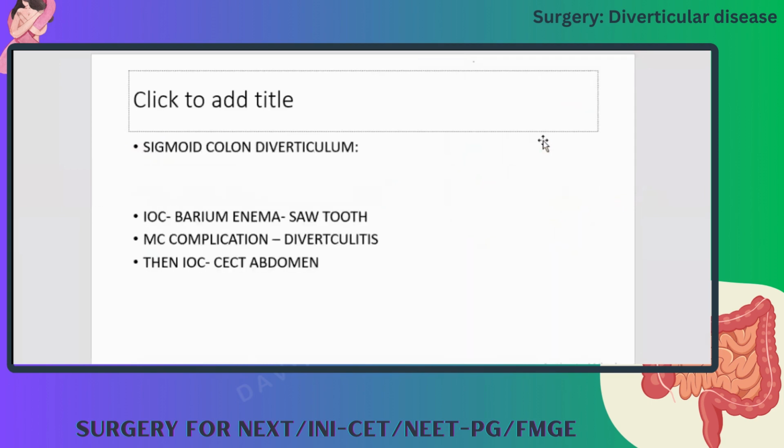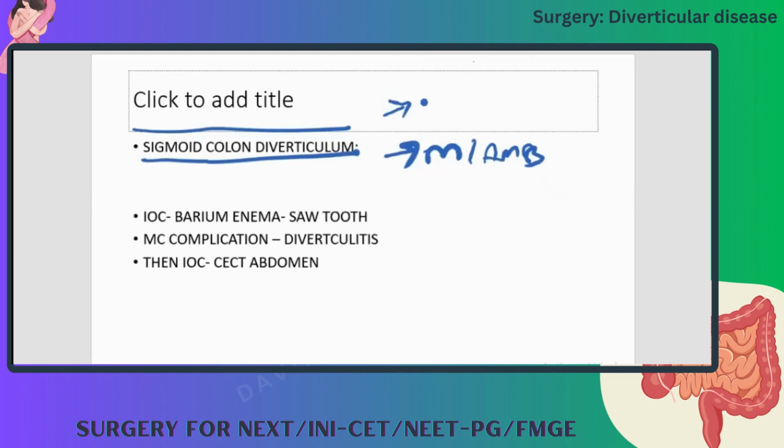Duodenal diverticulum, jejunal diverticulum, all those are not important, and sigmoid colon diverticulum is important. Sigmoid colon diverticulum, is it true or false? It is a false diverticulum. Is it mesenteric or anti-mesenteric? It is in the mesenteric border.